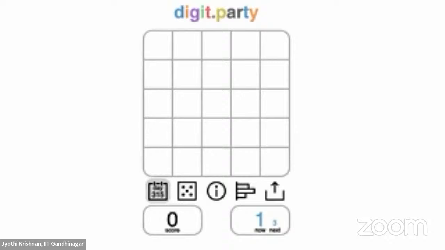Okay, I don't know if you can see Neha's screen. Okay, Neha, when you're ready, tell me. Okay, Neha's ready.